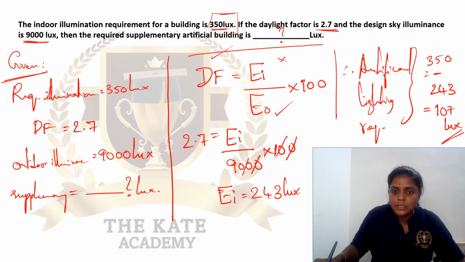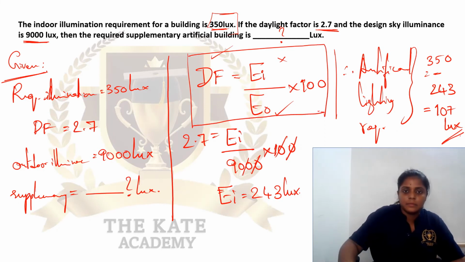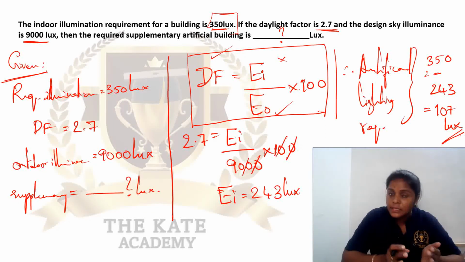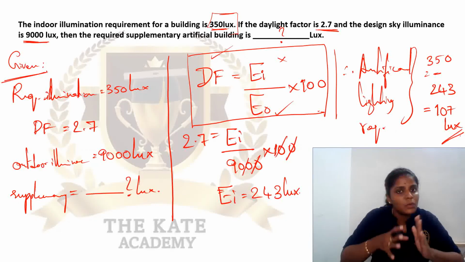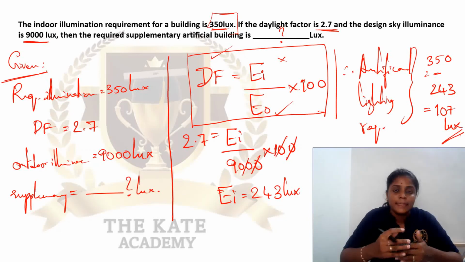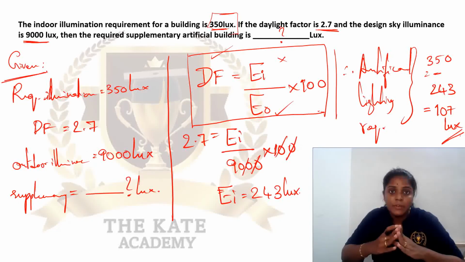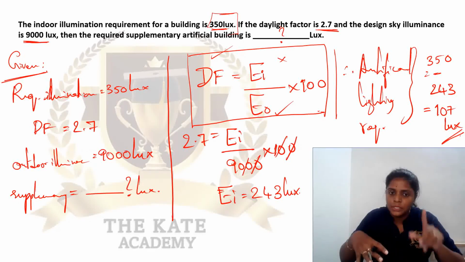Please memorize this formula. When existing indoor illumination and existing outdoor illumination are given only, you will be going for this formula. And there are certain other types of questions where you will be finding a different type of daylight factor formula. For this particular question, memorize this.